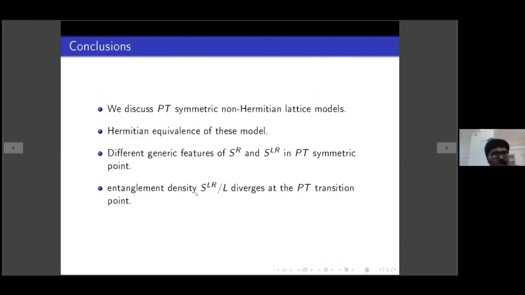Okay, so now let me conclude. We discussed a PT symmetric non-Hermitian lattice model. We talked about the Hermitian equivalence of this model, and we talked about different entanglement measures, S_R and S_LR, and different scaling for the PT symmetric phase. And we also found that this entanglement density diverges at the transition point.